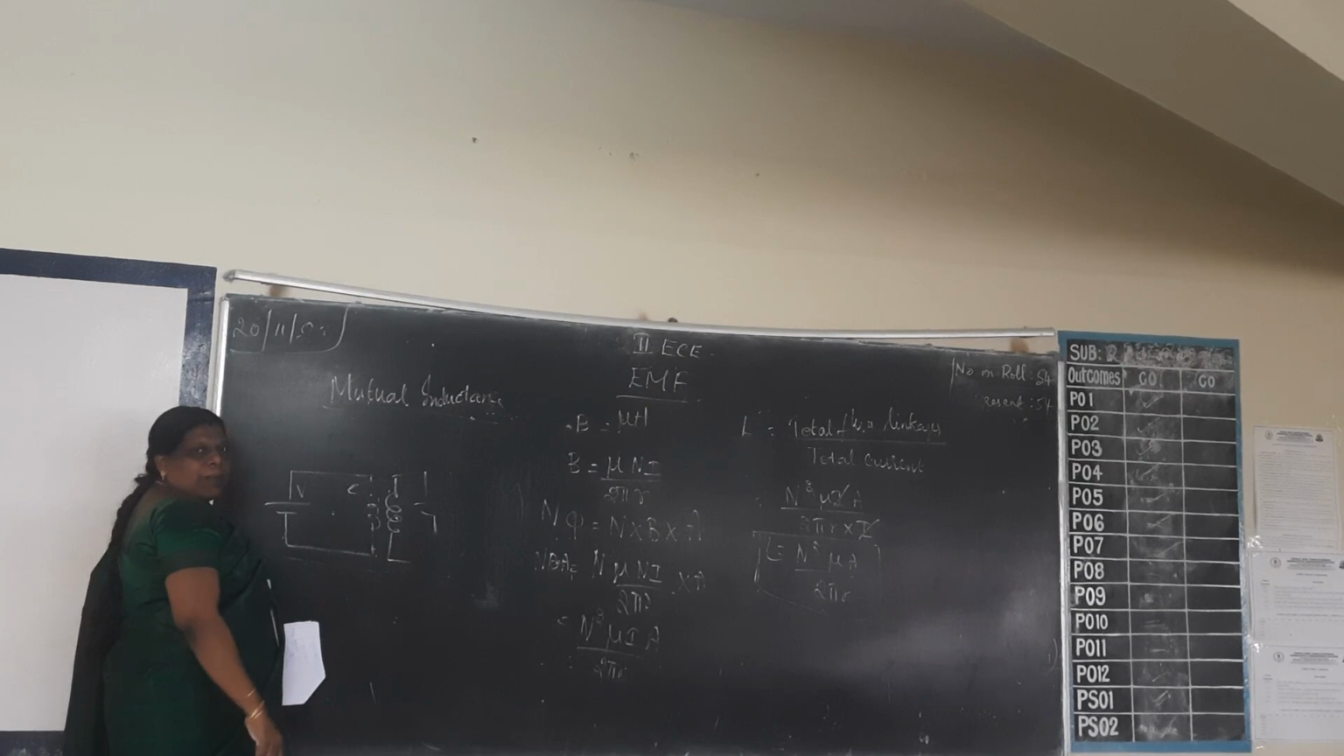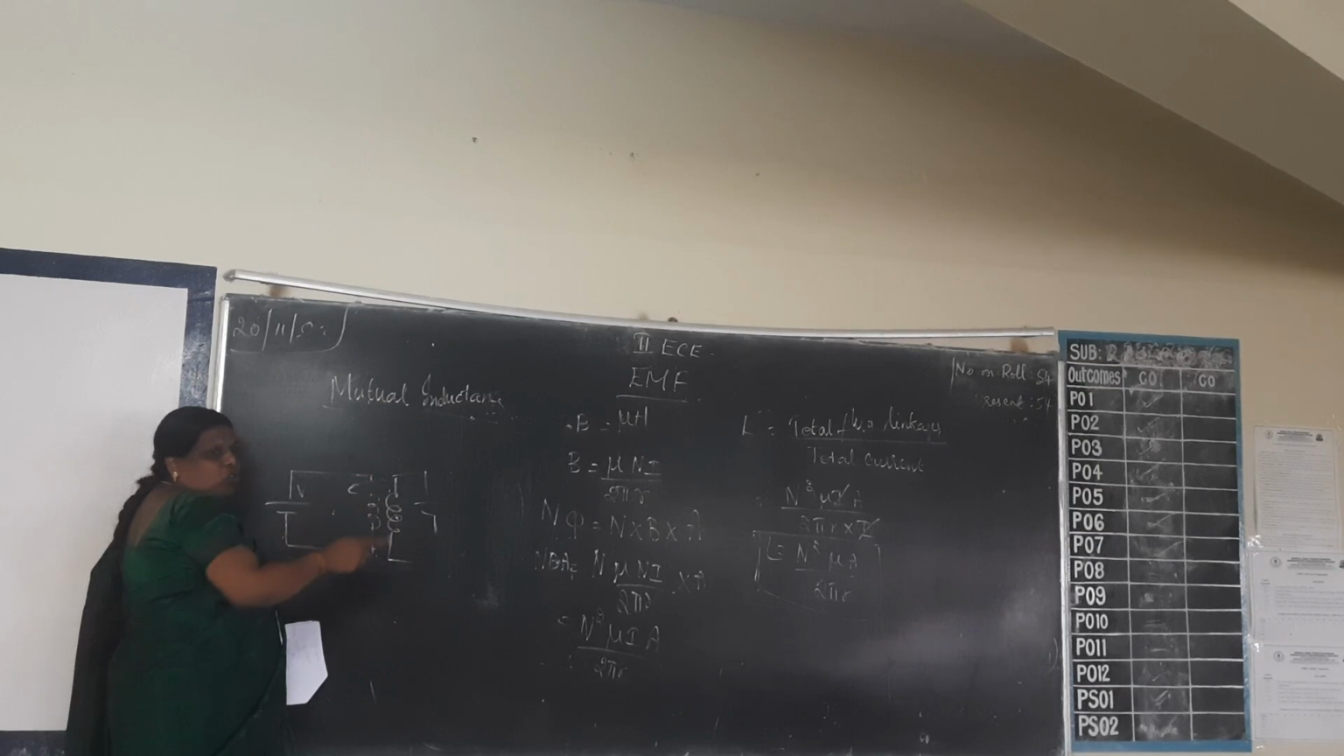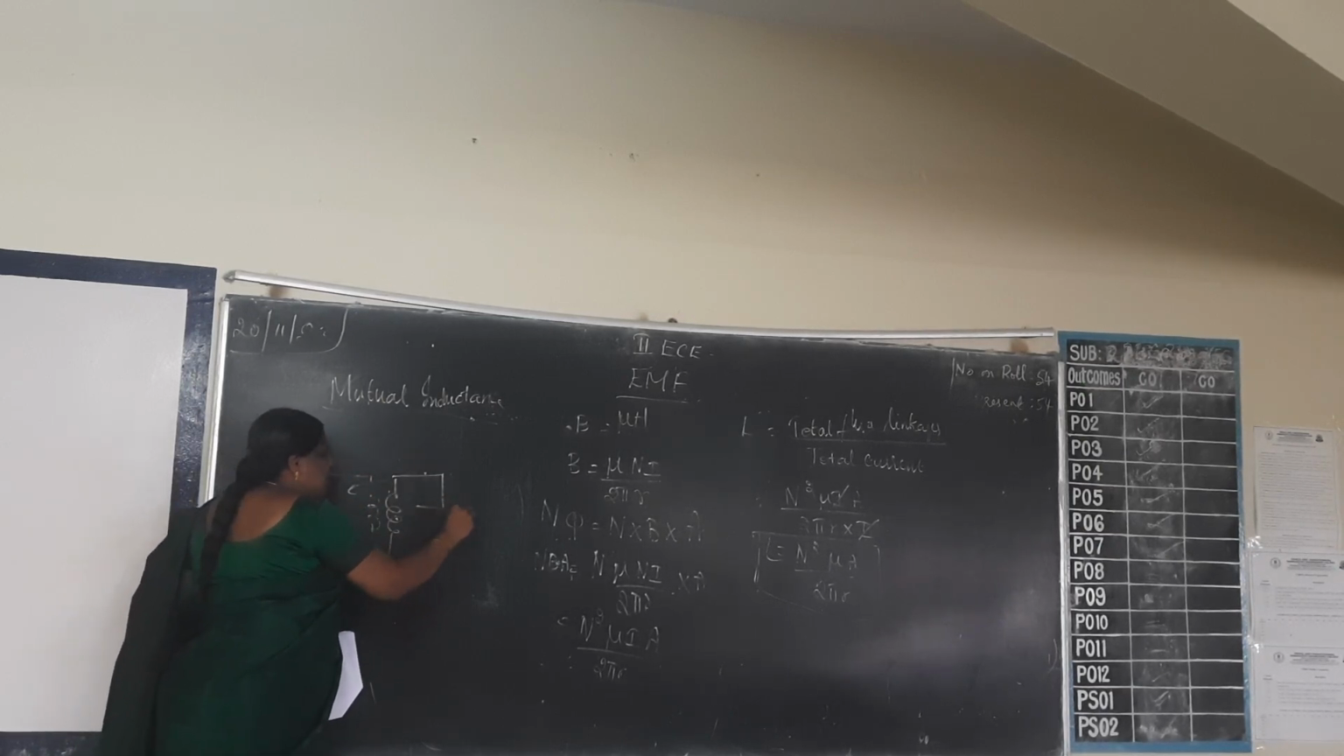You all understand? What is self-inductance? It is the property of the coil itself, right? But when two coils are placed nearby, the flux of one coil links with the other coil. That is called mutual inductance. Now we are going to derive the expression for mutual inductance. Let us see.